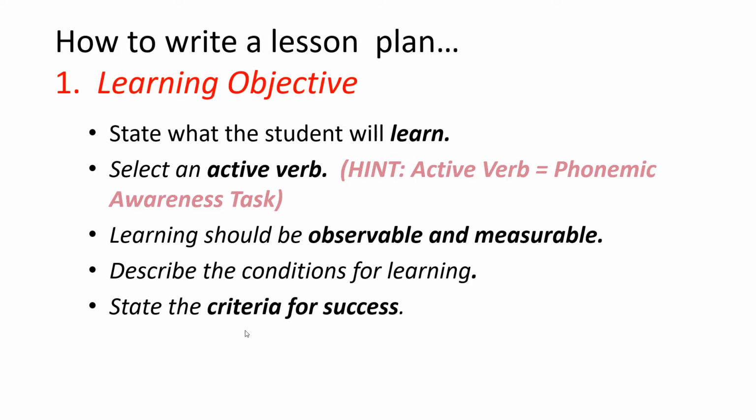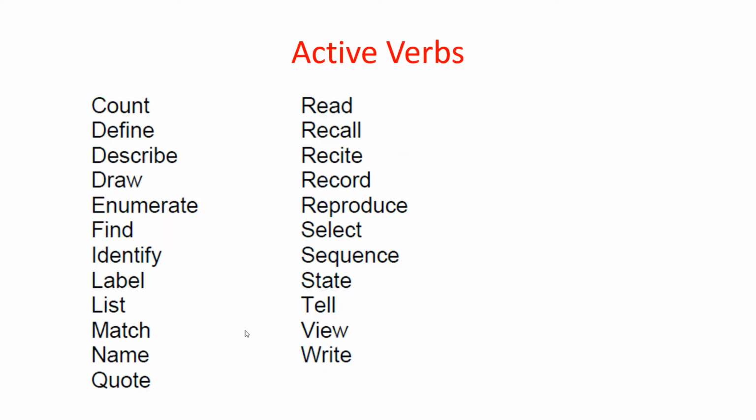So students will show that they can clap the syllables in 2 to 3 syllable words 4 out of 5 times. So you could do it as a ratio, 4 out of 5, or you could do 75% of the time, which would be 3 out of 4 times, right? So those are the things that you want to include in a learning objective.